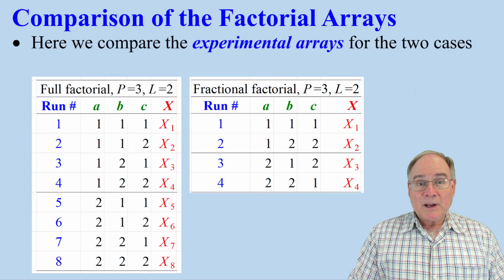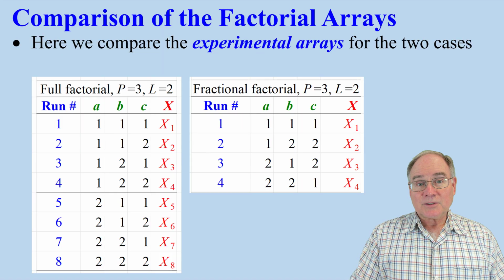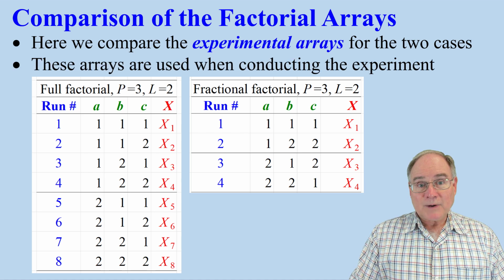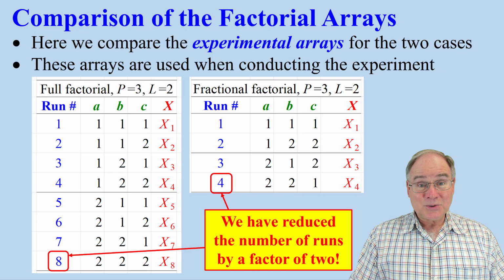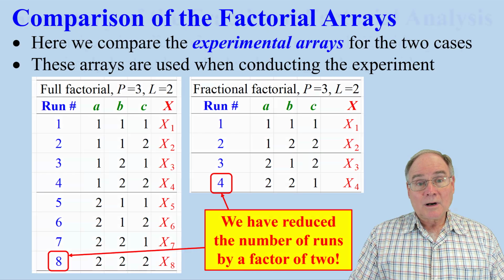We can also compare the experimental arrays for these cases. Shown here are the full factorial and the fractional factorial experimental test arrays. These are the arrays that you would use when conducting the experiment. Notice that we have reduced the number of required runs by a factor of 2, from 8 to 4.